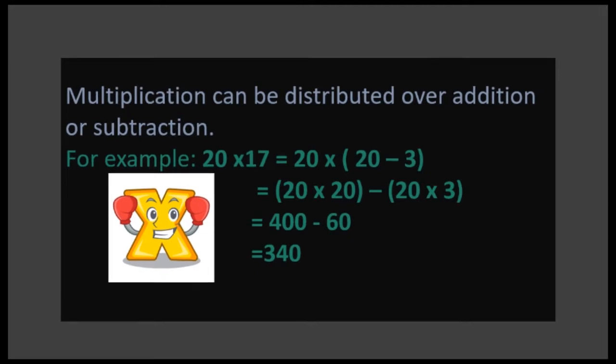The same way you did in addition, now you multiply the number outside the bracket with the numbers inside the bracket. So 20 times 20 minus 20 times 3. The next step would be to solve the brackets. 20 times 20 gives 400 and 20 times 3 gives 60. Now you subtract 400 minus 60. You will get the final answer as 340.